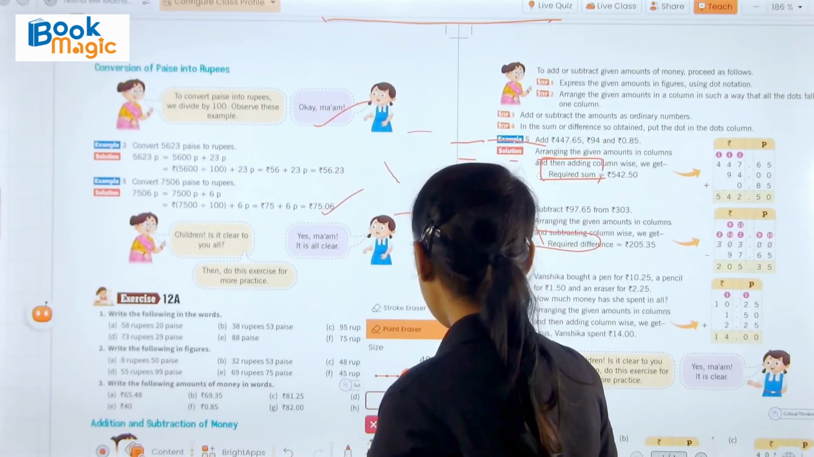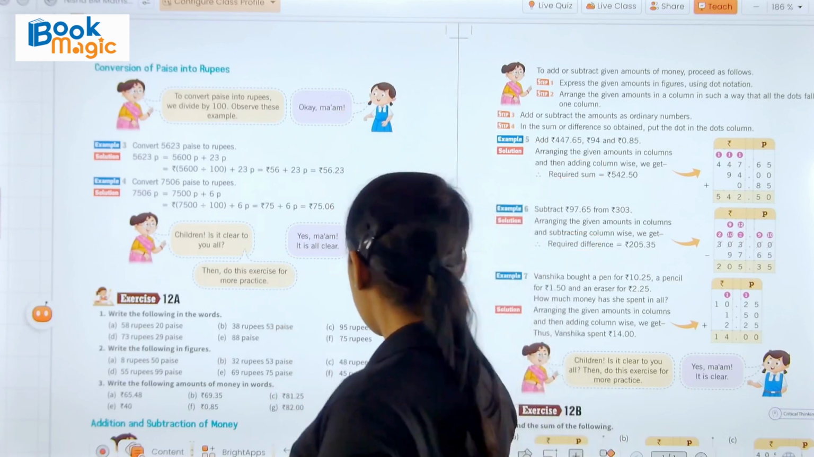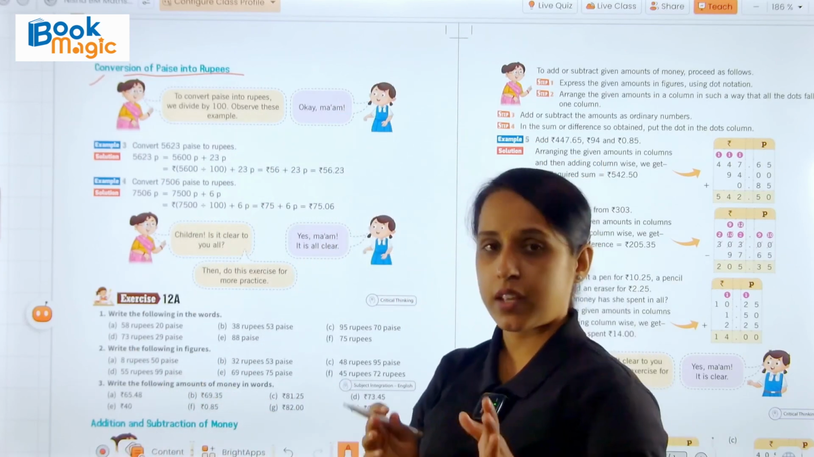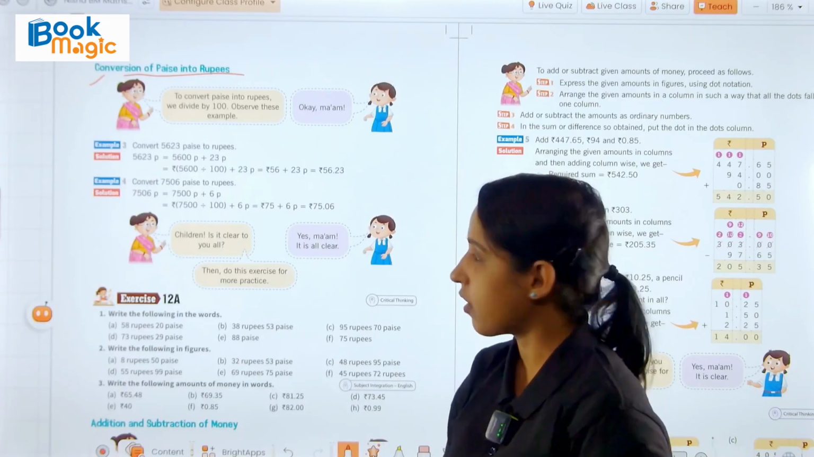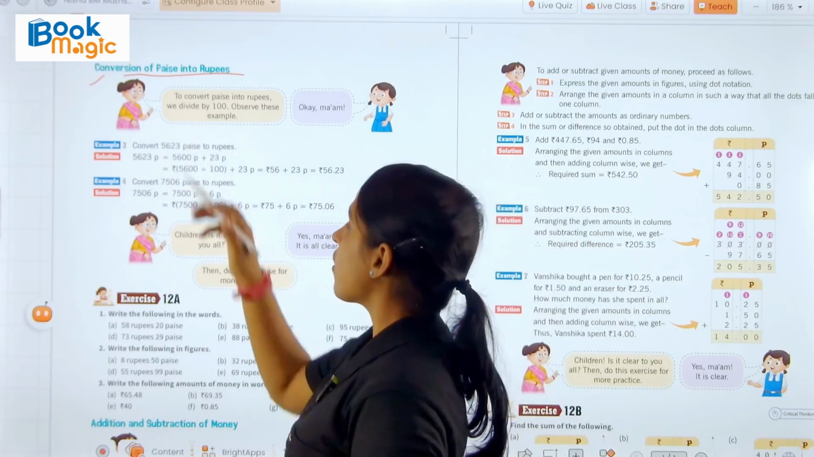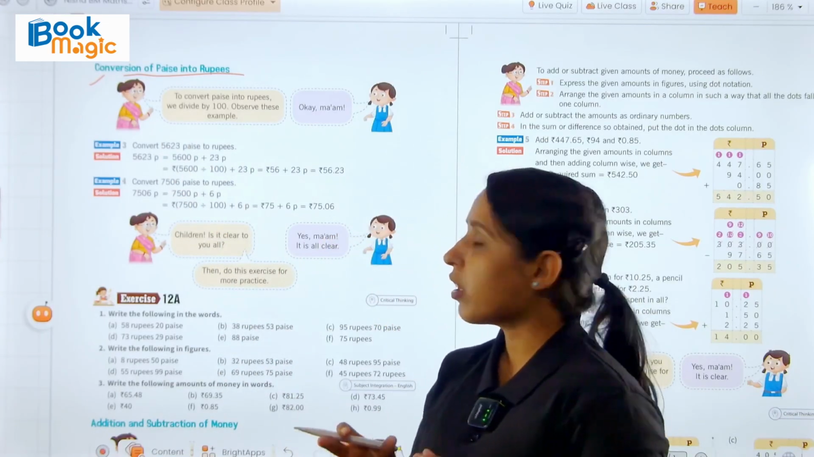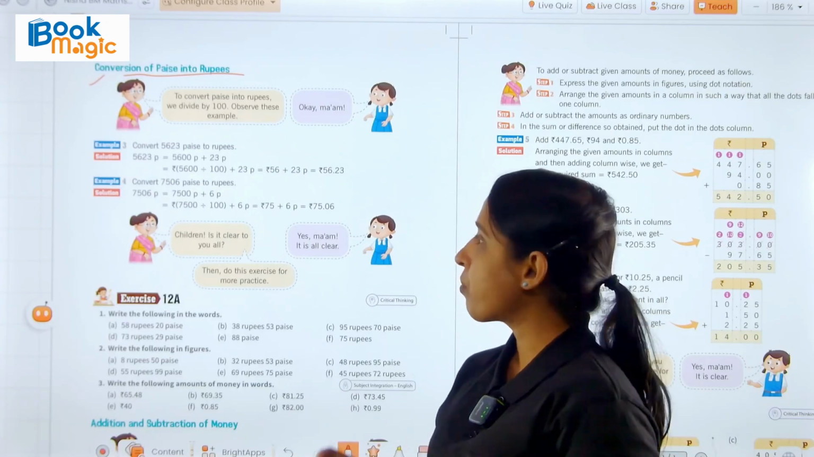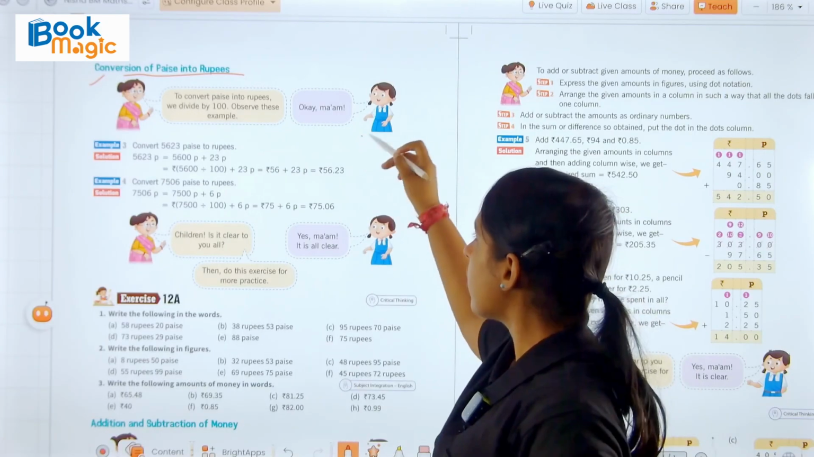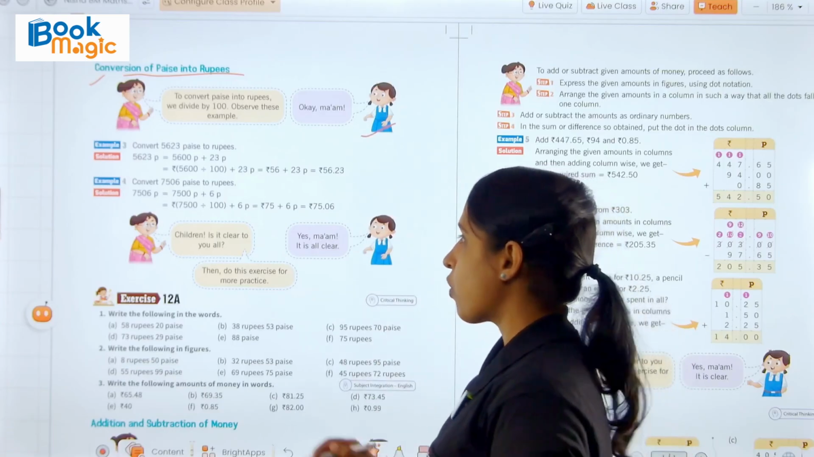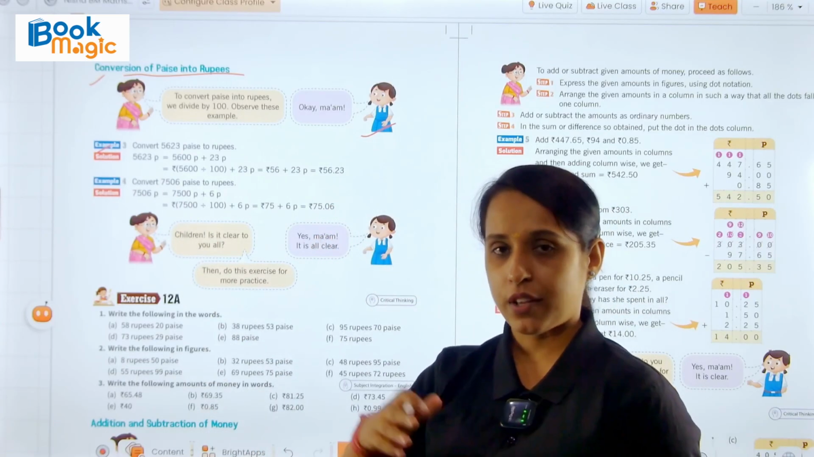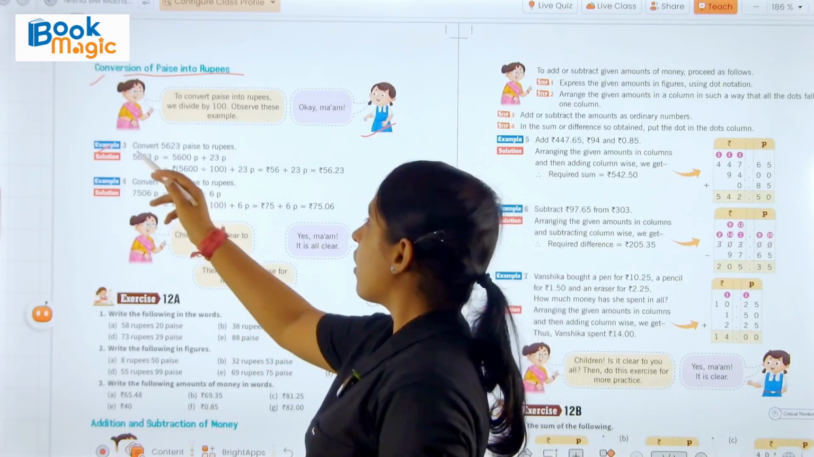Here we learn the next one. In this we learn to convert paise to rupees. Now we will learn how to convert paise into rupees. So the teacher said here, to convert paise into rupees, we divide by 100. Observe these examples. Then Chetna replied, okay ma'am. So here we have some examples on the basis of conversion of paise into rupees.